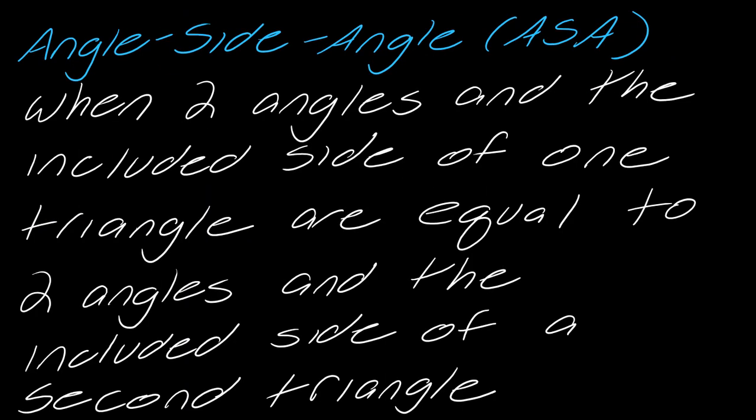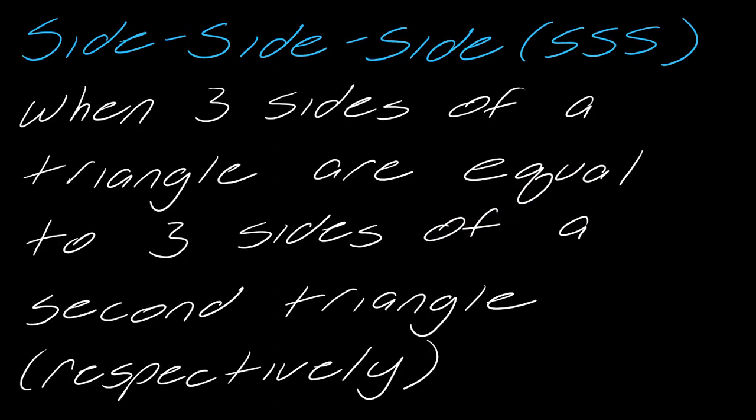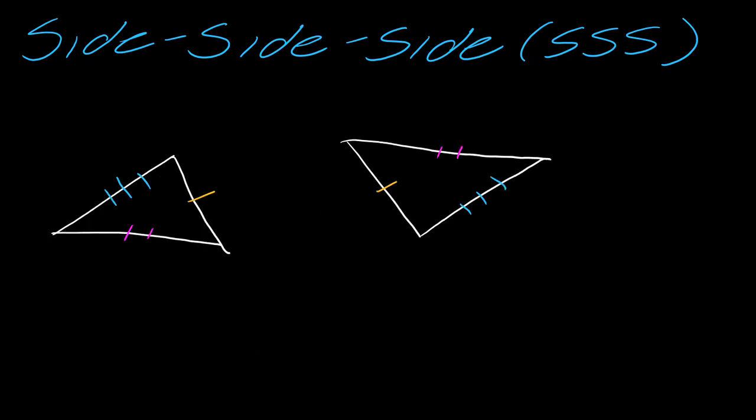All right. So next we have angle, side, angle. That's when two angles and the included side of one triangle are equal to two angles and the included side of a second triangle. So angle, side, angle works like that, okay? And then we also have side, side, side. That's when three sides of a triangle are equal to three sides of a second triangle, respectively. So it looks something like this.